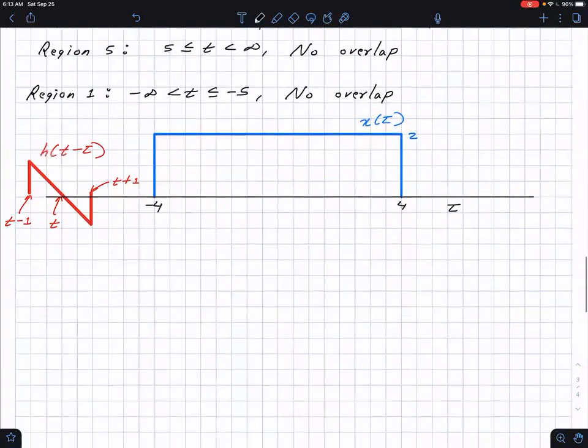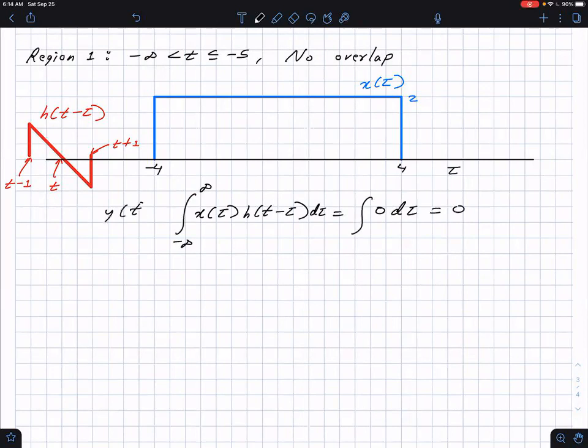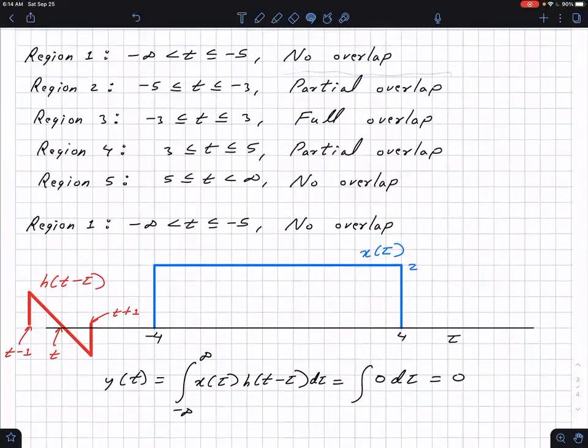So if we take the product x of tau and h of t minus tau, from the graph, we can tell right away that this product is 0. And if we integrate something that is 0, we are integrating 0, so we get a 0. So in this region, when there is no overlap, the expression for y of t is simply 0. That is the first region. Now let's consider the second one.